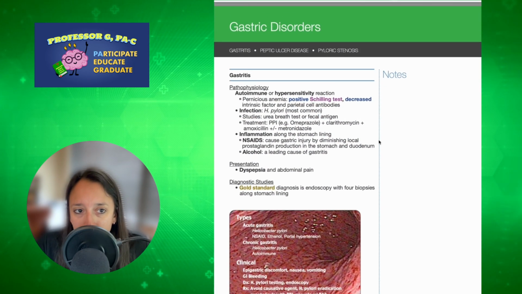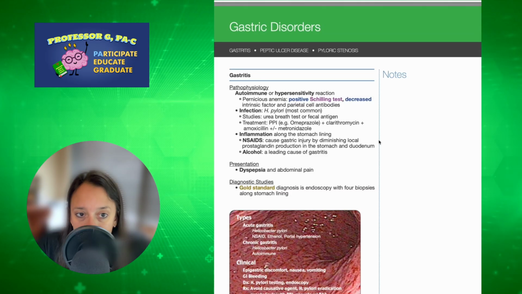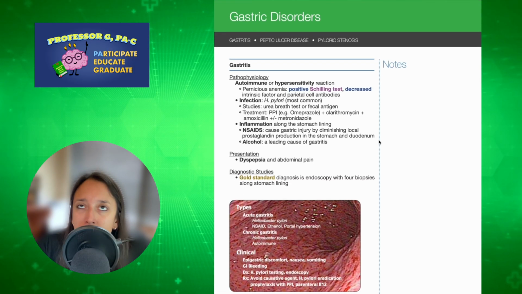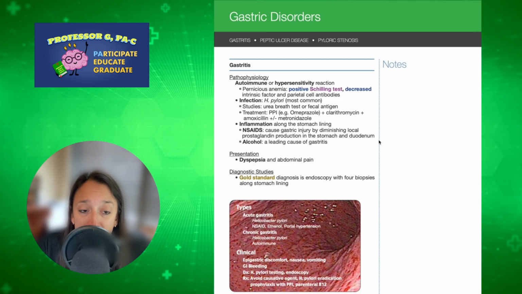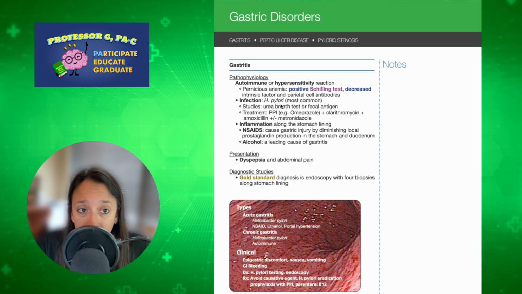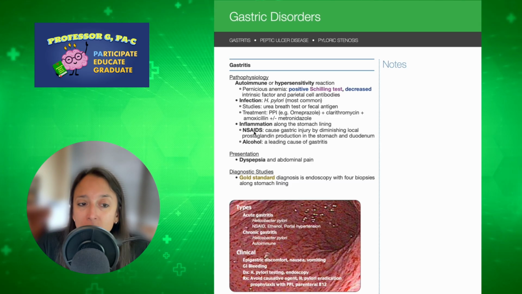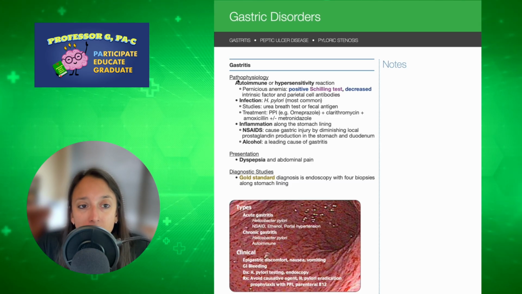Gastric disorders. Okay, so let's talk about gastritis. It can be caused by multifactorial issues. So it can be caused by H. pylori, which is the most common cause of gastritis. It can be caused by inflammation due to NSAIDs or alcohol, or it can be autoimmune.